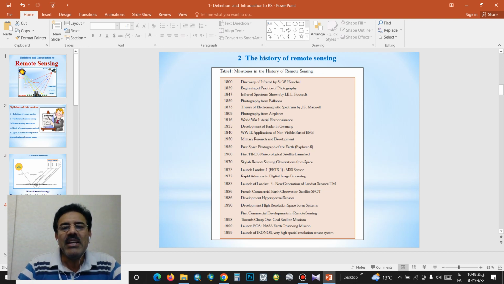Number 2, the history of remote sensing. This table is showing many milestones in the history of remote sensing from 1800 to 1999. For example, 1972, the launch of Landsat, or 1999, the launch of IKONOS.